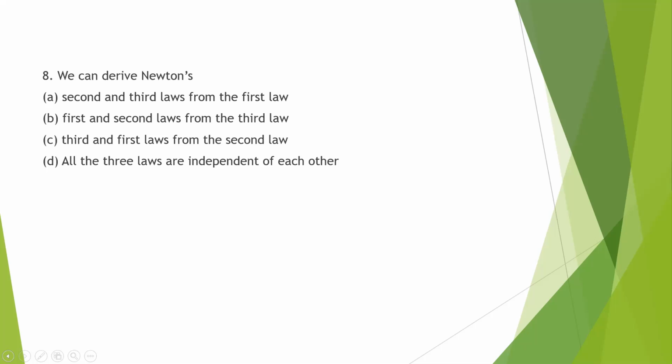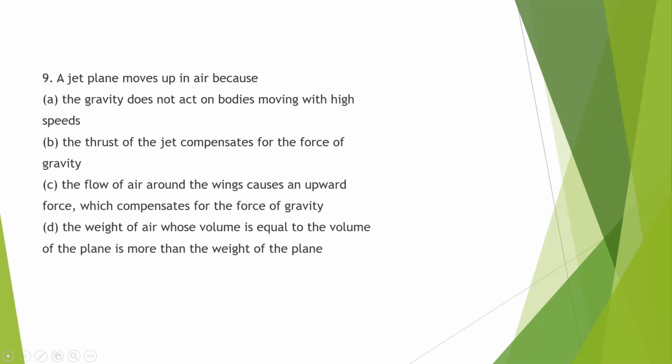But how? The correct option is option C, that is third and first laws from the second law. Why? Because in the first law as well as in the third law, we use the concept of force. So that force concept is derived from the second law. Therefore, we can derive Newton's third and first laws from the second law. So the correct option is option C, that is third and first laws from the second law.